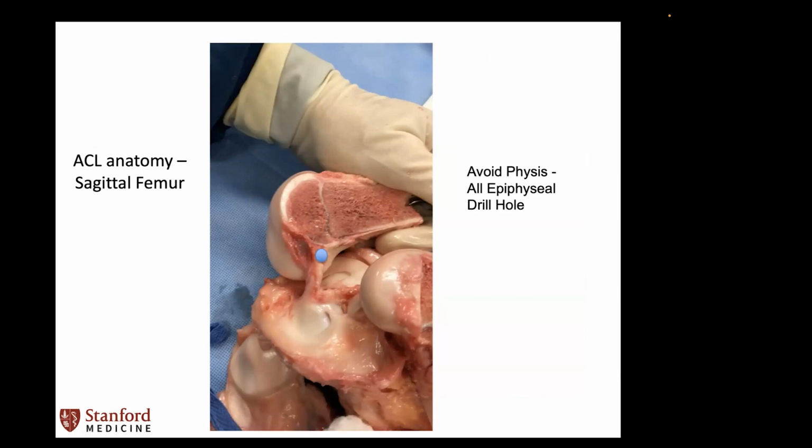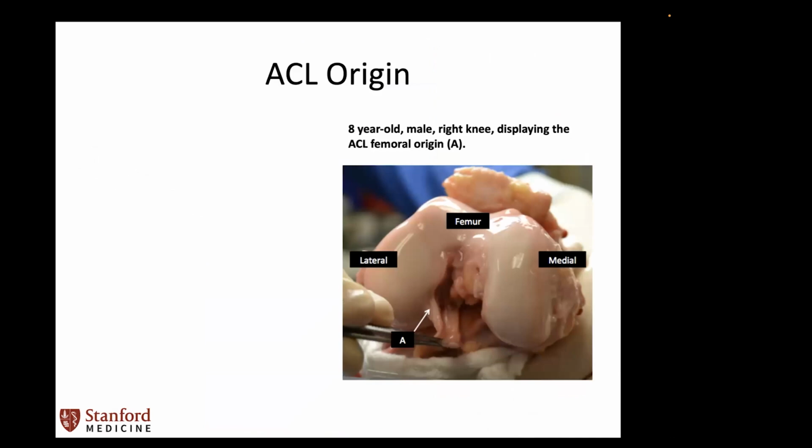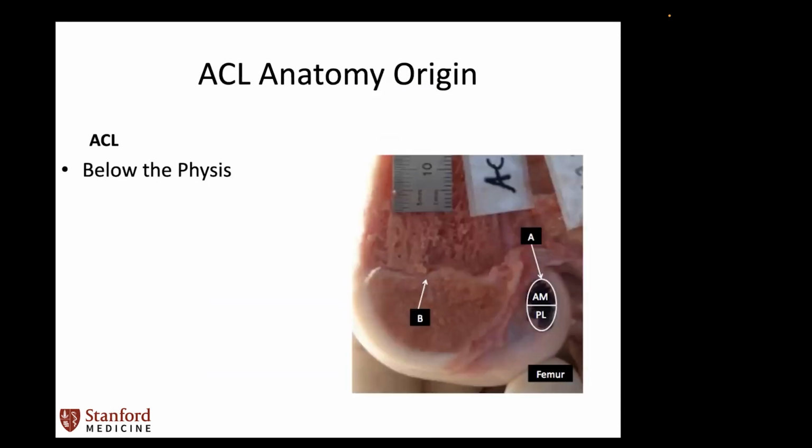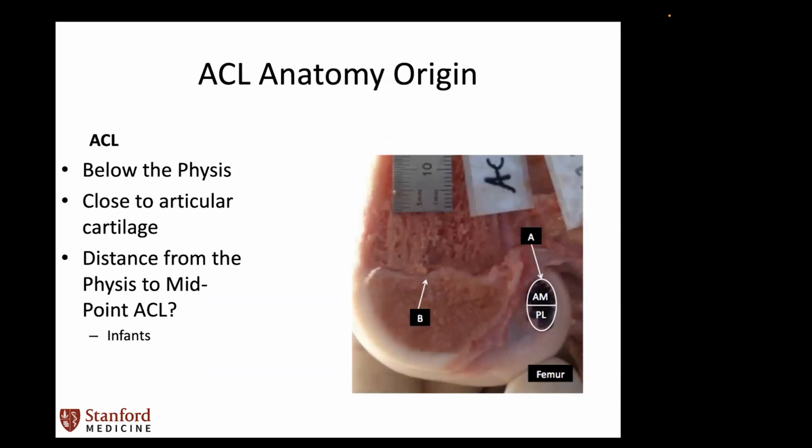So if carefully placed, you can avoid damage to the physis. But this is a typical adult drill hole orientation, where you have a cylinder going right through the physis, right on the peripheral area, and right near the perichondral ring. So much more risky in terms of causing a significant growth plate arrest. We know the origin on the femur primarily has a broad oval shape, and it is smaller than the tibial attachment. The tibial attachment is more broad. And if you look closely, both on the anteromedial and posterolateral bundles, you can see it's quite close.